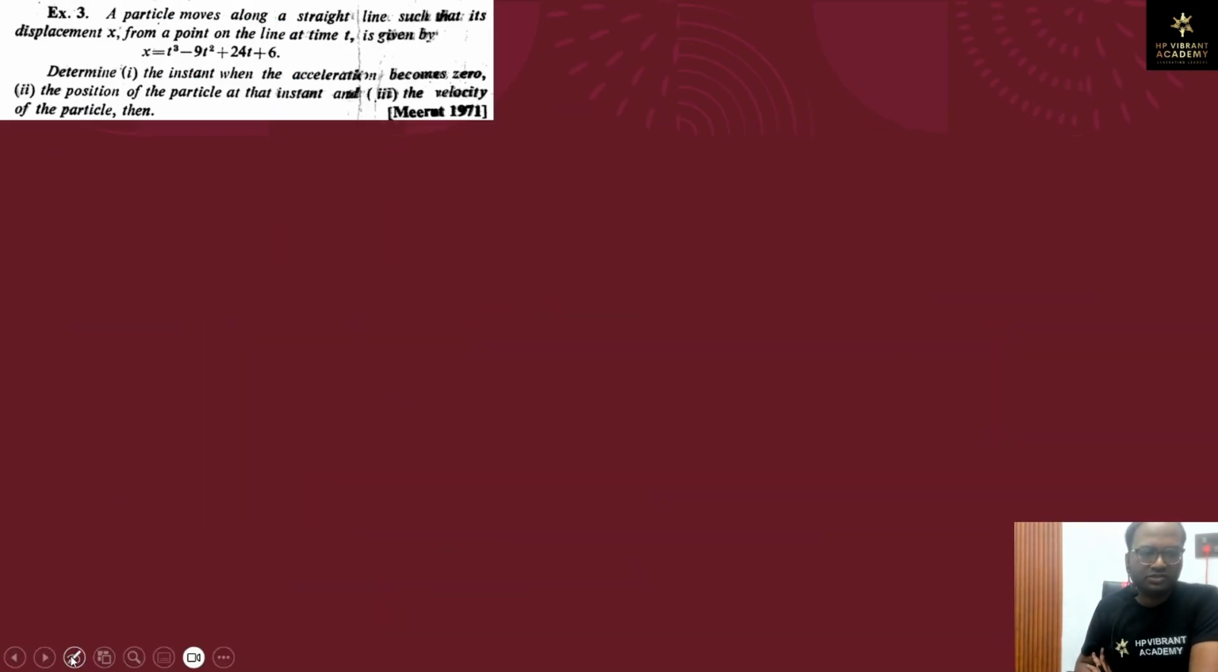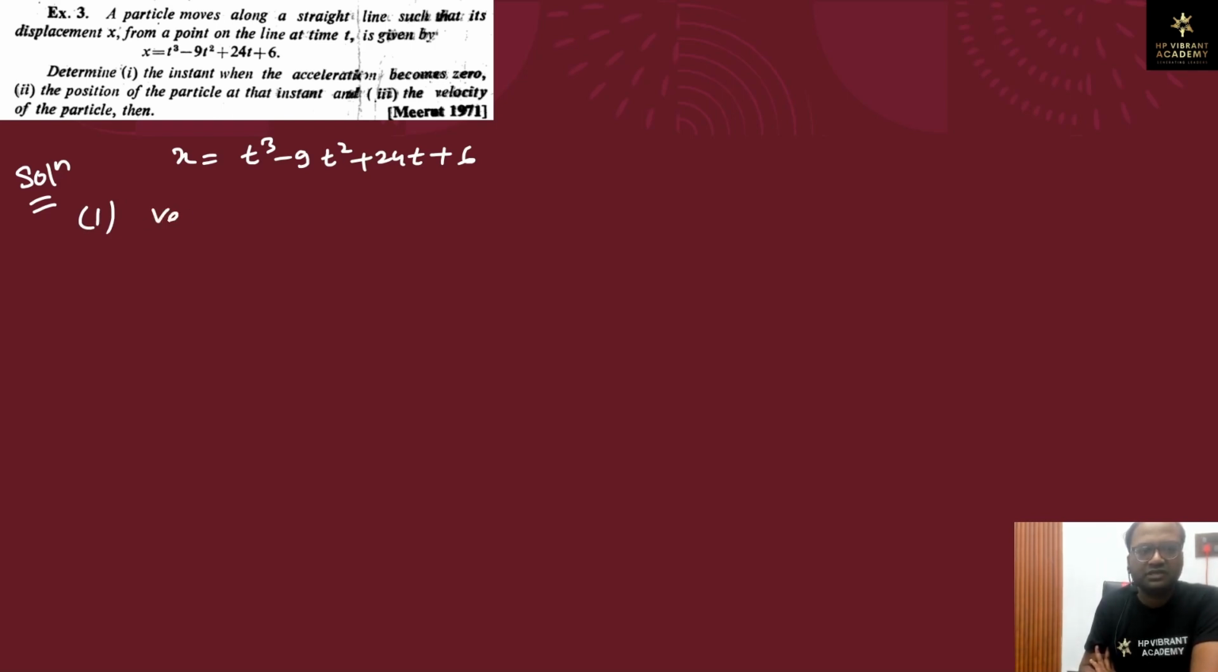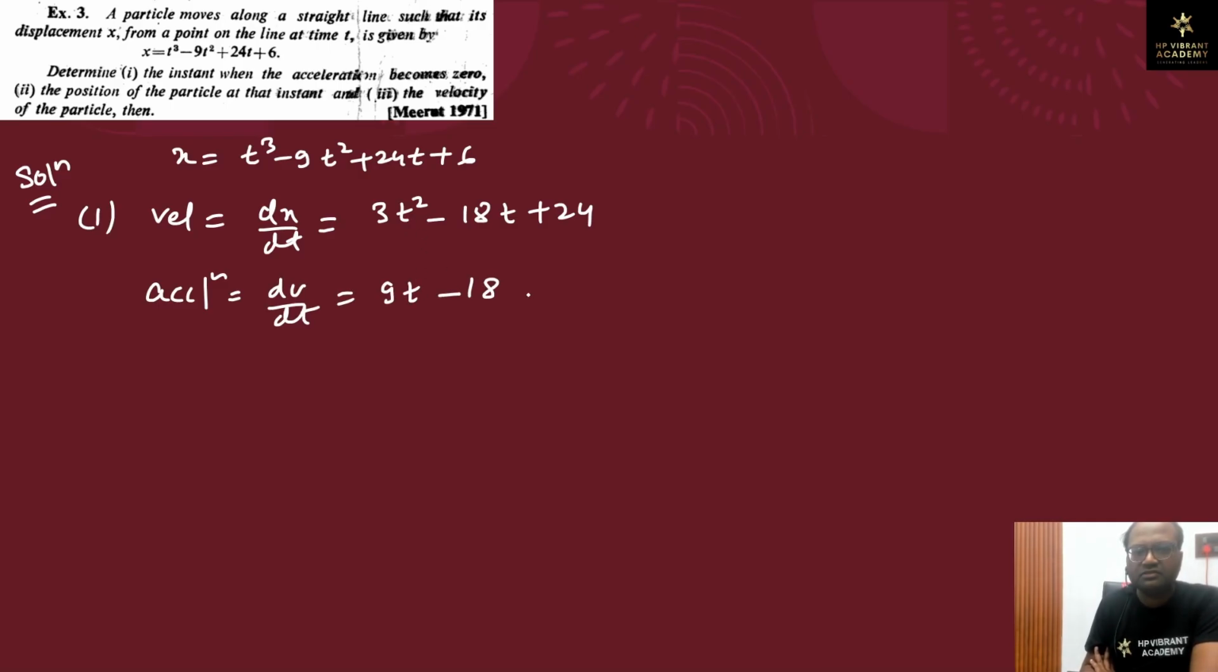So let us discuss question number 3. What is given in question number 3? The particle moves along a straight line such that its displacement x from a fixed point on a line at time t is given by x is equal to t cube minus 9t square plus 24t plus 6. In the first part, we need the instant when the acceleration becomes 0. So we have velocity as dx upon dt. This is equal to 3t square minus 18t plus 24. Now acceleration is equal to dv upon dt. So this is equal to 6t minus 18.